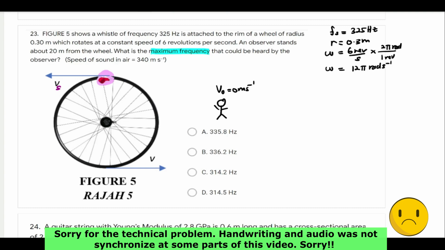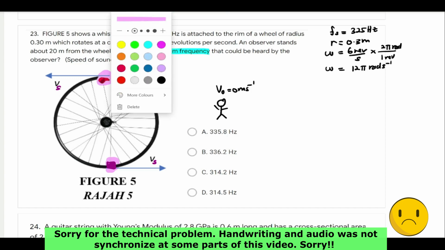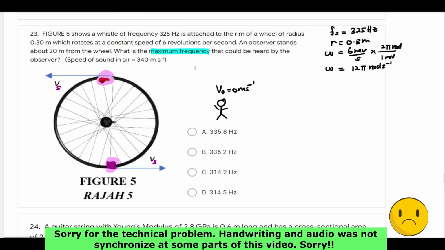Kalau whistle tu berada dekat sini, direction V dia adalah to the right. Untuk kedua-dua kedudukan ini, observer ini boleh mendengar frekuensi yang berbeza. Dan disebabkan hint dekat soalan ini, dia adalah maximum frequency. So kalau berada pada maximum frequency, let's say lah at the top here, this is at the top of the rim and this is at the bottom of the rim.